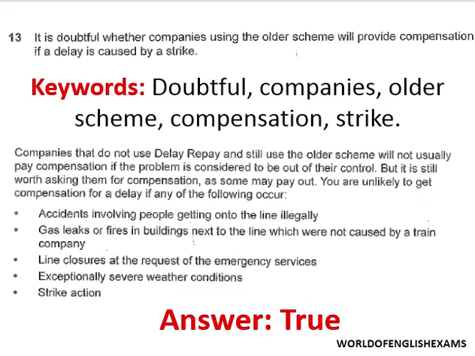Companies that do not use delay repay and still use the older scheme will not pay the compensation if the problem is considered to be out of their control, but it is still worth asking them for compensation, as some may pay out. You are unlikely to get. Unlikely means, what is the meaning of likely? That there is a possibility. Unlikely is nothing but the chances are less. So that's why it is in doubt.